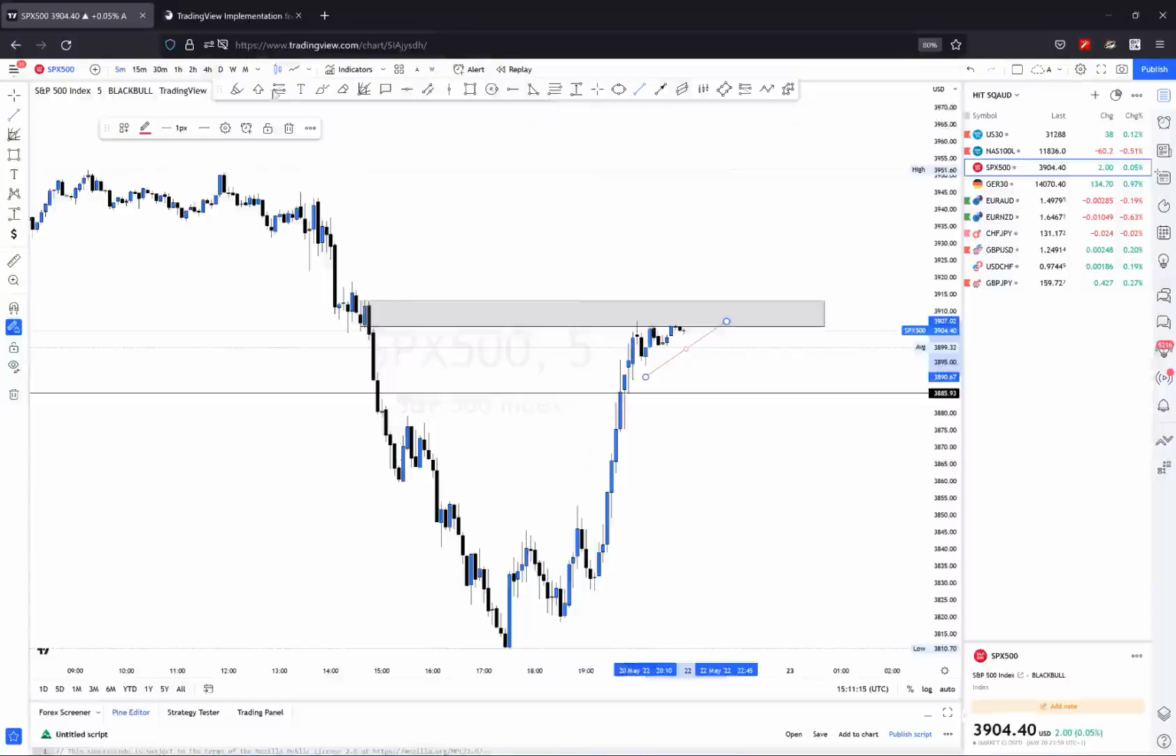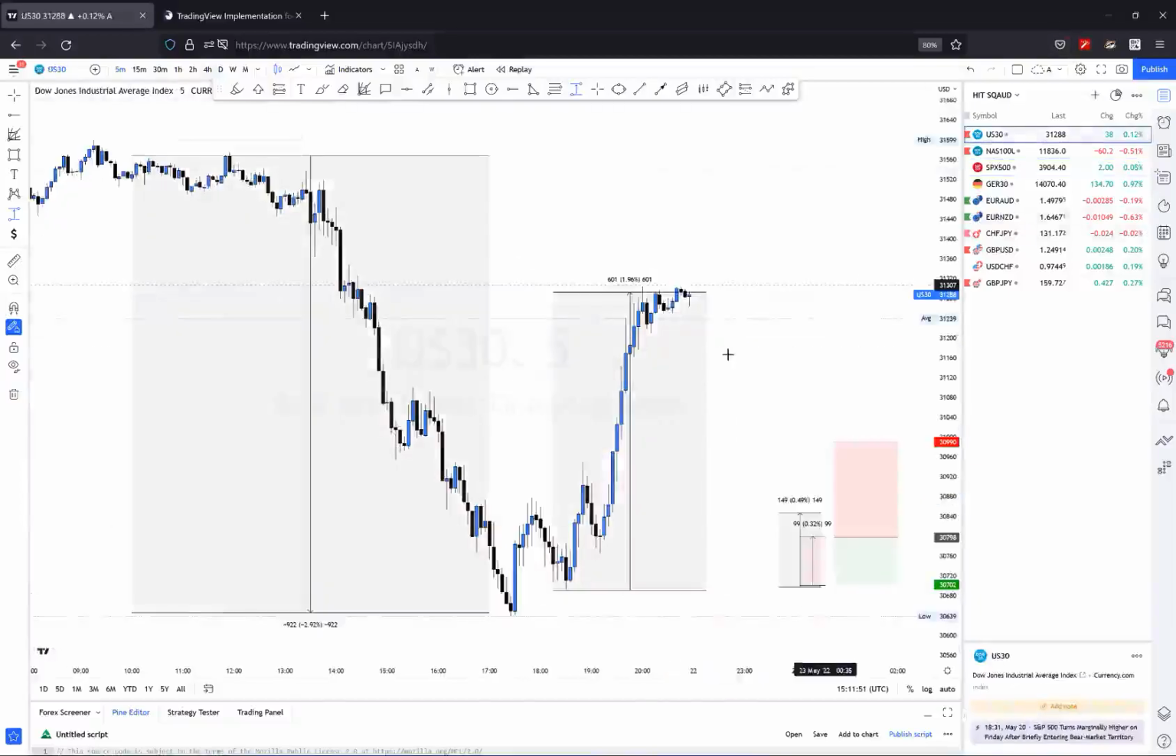We'll be looking at a pullback to test this level here. If you want to be very conservative, this is how you want to look at it. Take your profits from the wick. So I don't know what pattern would form from here, but if you get a trend line break, we'll be looking at a drop. And that's on the S&P 500, that's 44 points, that's 400 pips.